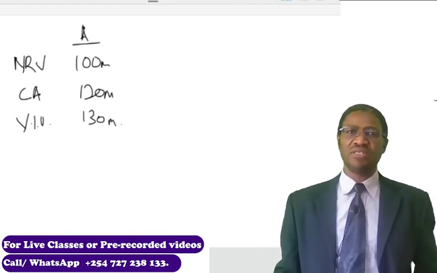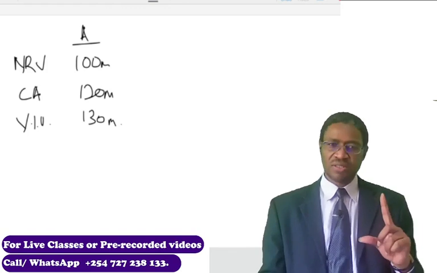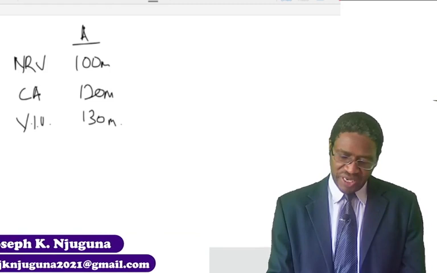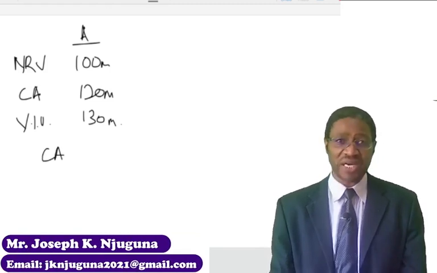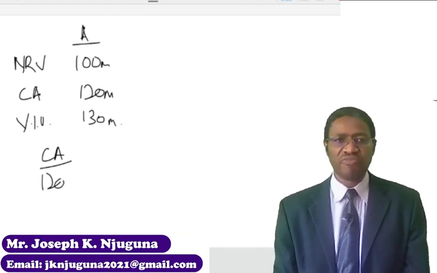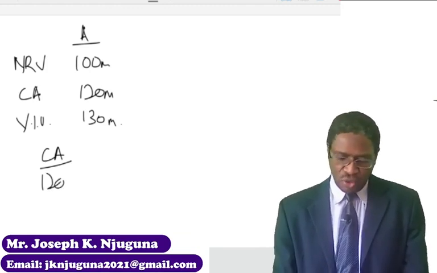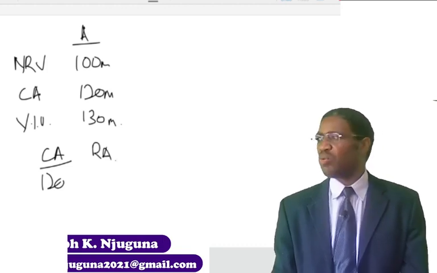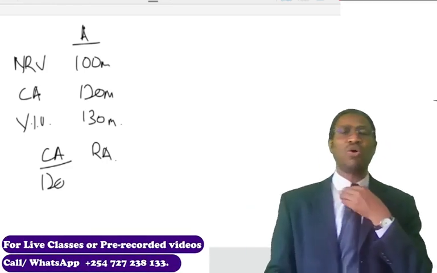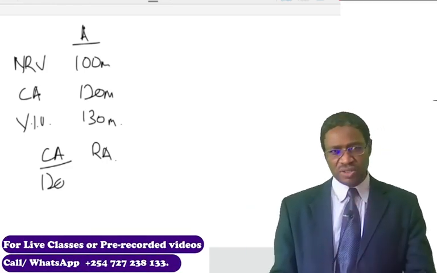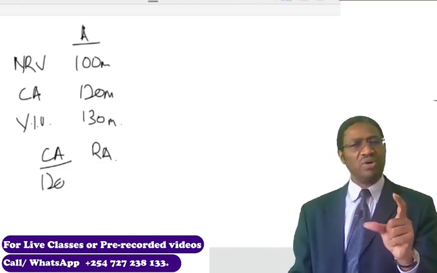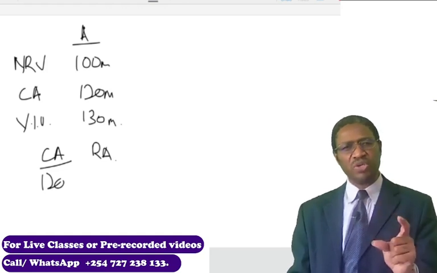And so we are saying, in such a case, first, to know whether it has suffered, you compare the carrying amount. In this case, our carrying amount is 120 for that asset. You compare that with what we have called the recoverable amount.